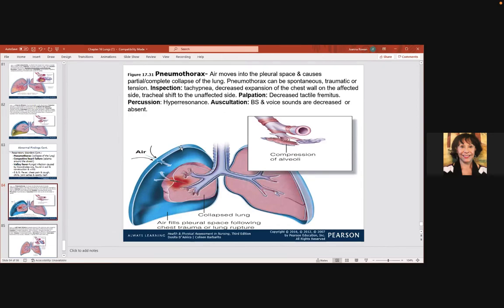Now pneumothorax too. I don't know if we mentioned air or not. I think, no, we mentioned atelectasis.